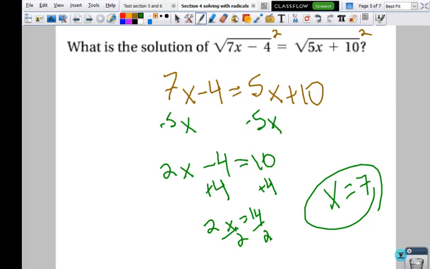So, we got our x's on the same side first by minusing 5x. Then we added 4, then divided by 2. We get x equals 7.